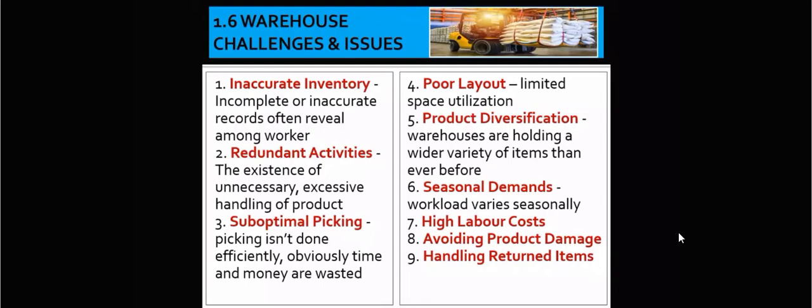Okay. And product diversification. Warehouses are holding a wider variety of items than ever before. Ini pun cabaran tak? Tiba-tiba kita punya warehouse ada banyak pula produk, macam-macam pula jenis. Okay, that is why you have to classify your item, your product. And number 6, ni tiba-tiba pula kita kata seasonal demands. Okay, workload varies seasonally. Dia ikut musim. Tiba-tiba musim hujan ni, macam-macam lah produk-produk yang berkaitan dengan hujan ni, right? Tiba-tiba banyak pula. Okay, so jadi kan cabaran.